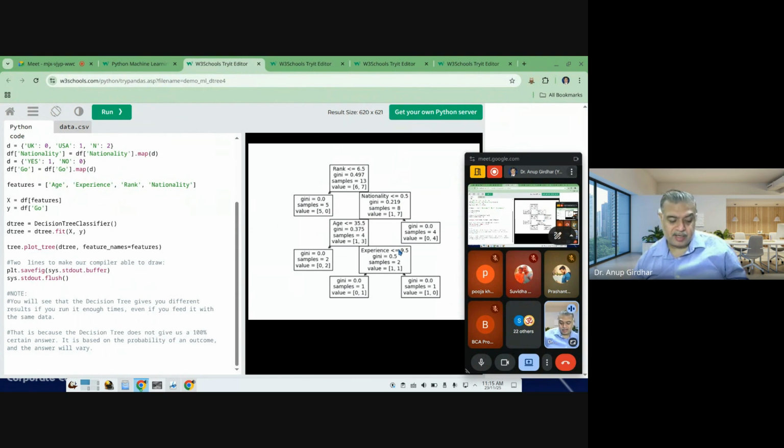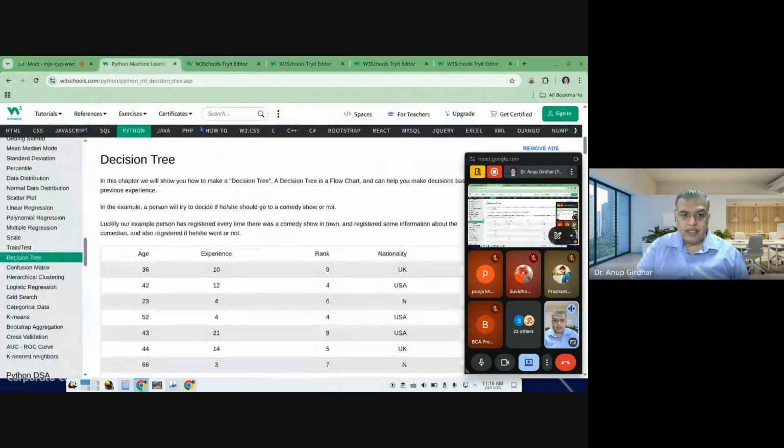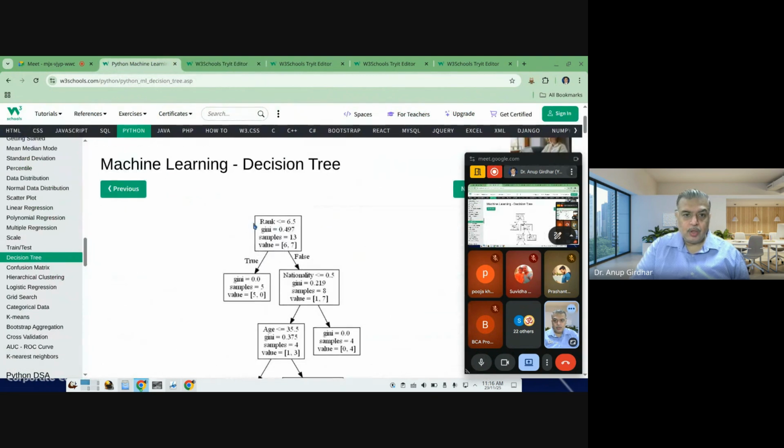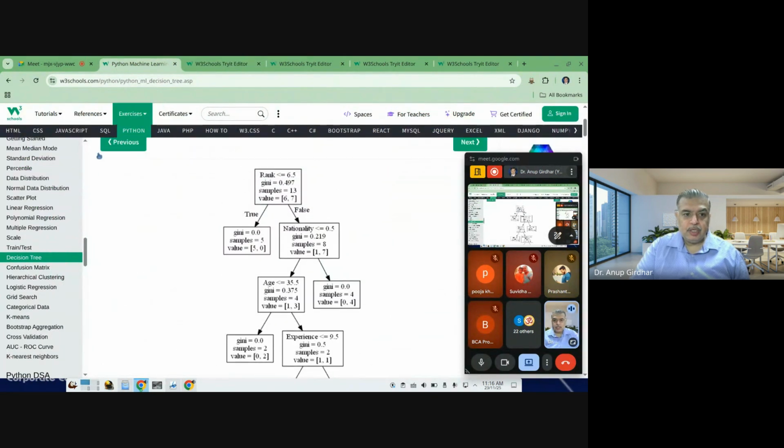At least try. This is the best practice, right? So just try this code quickly. Everybody just try this code. You got a link. In machine learning, we have an option called decision tree. Just quickly go through this code.